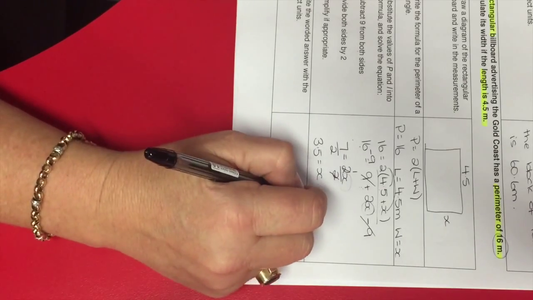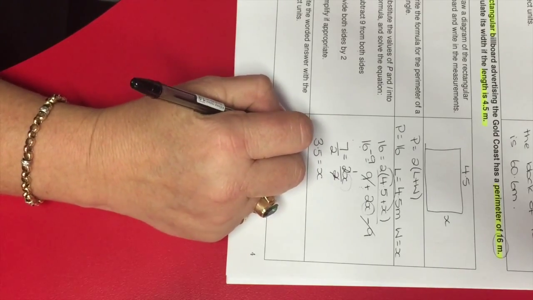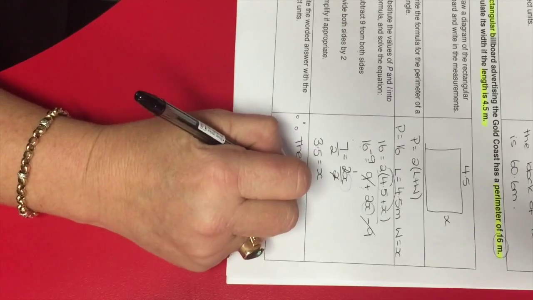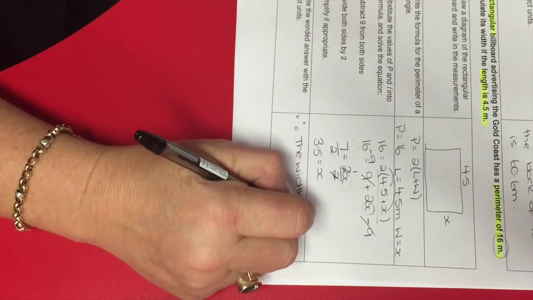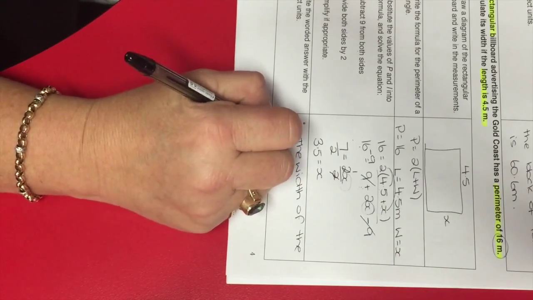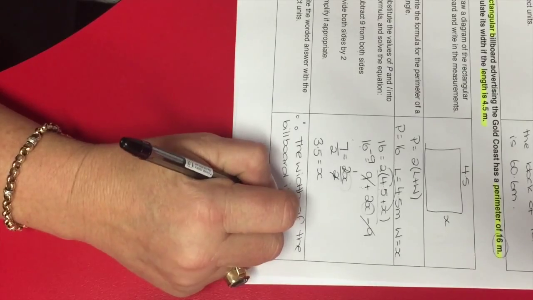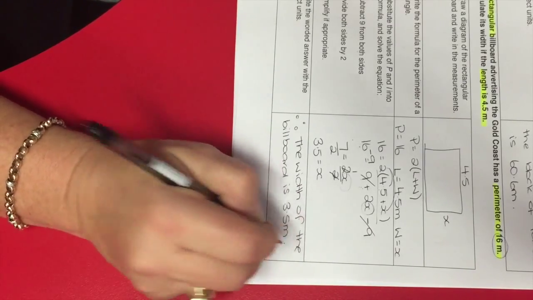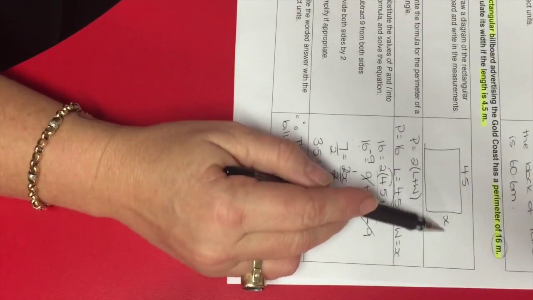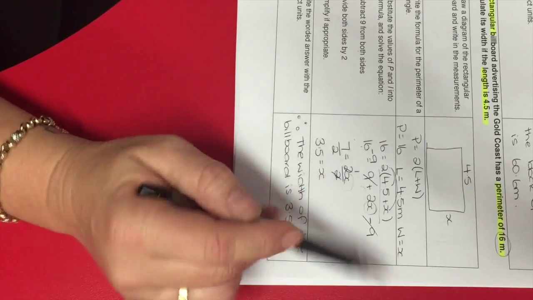So we can have a look there and say, therefore, the width of the billboard is 3.5 meters. Now it's pretty easy to check that. If you substitute 3.5 into there, substitute it back into your formula and see if you get the answer 16.